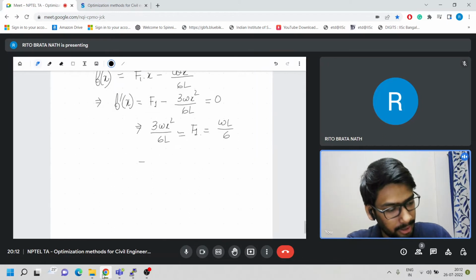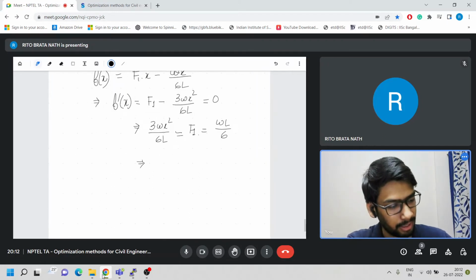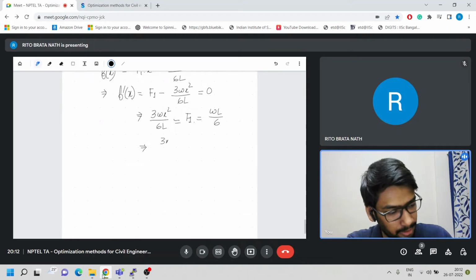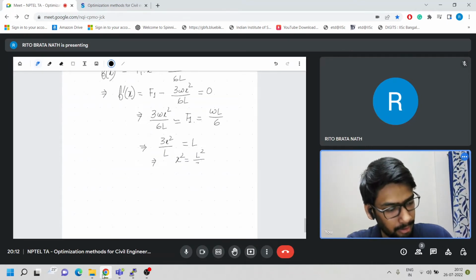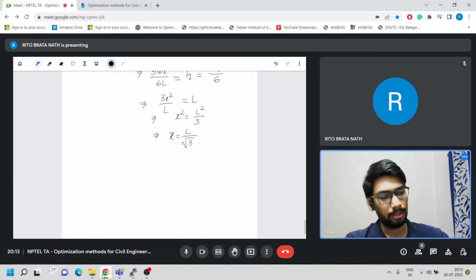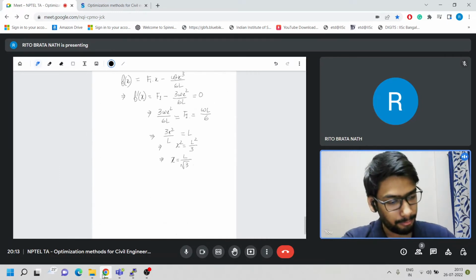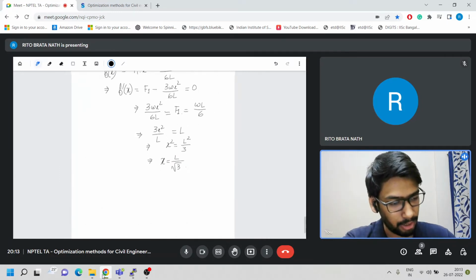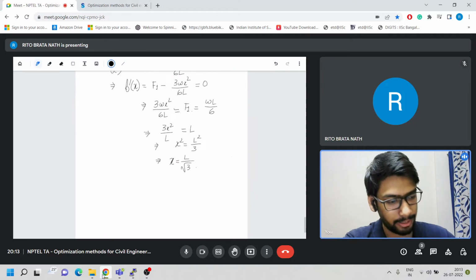So you can eliminate your W's and 6 from here. So you'll be left with 3x square by L. And so you have eliminated W by 6. So it's L. So x square is nothing but L square divided by 3. And your x is nothing but L by root 3. So this is where your maximum bending moment should occur, but you still need to do the second derivative test.